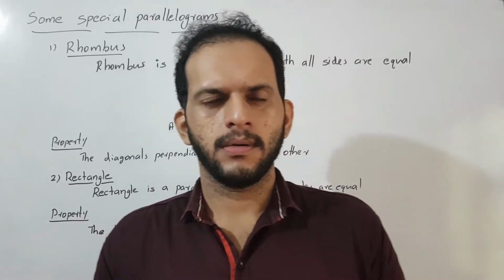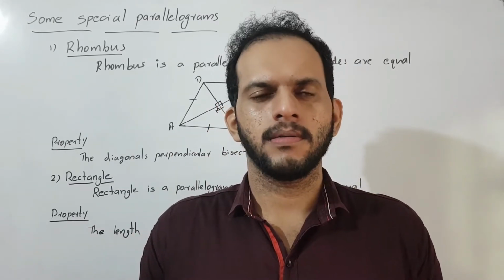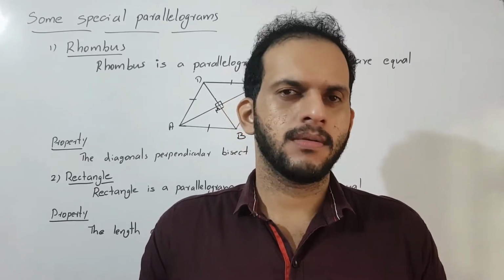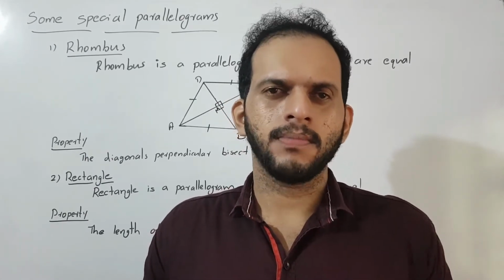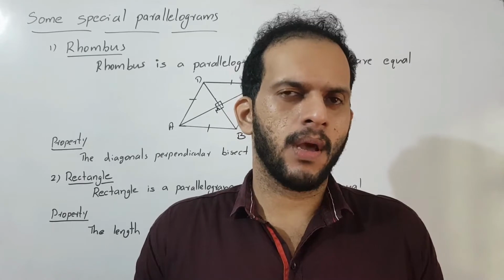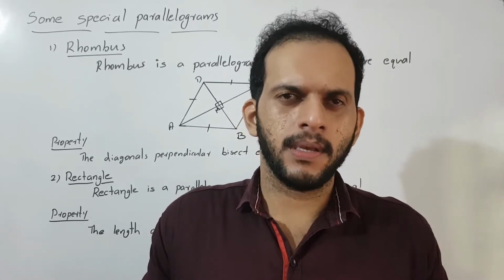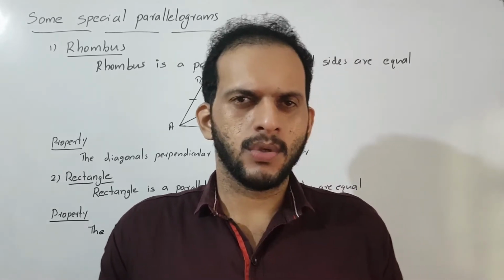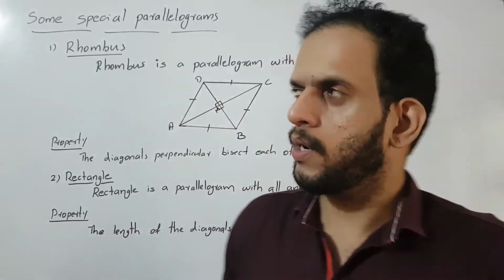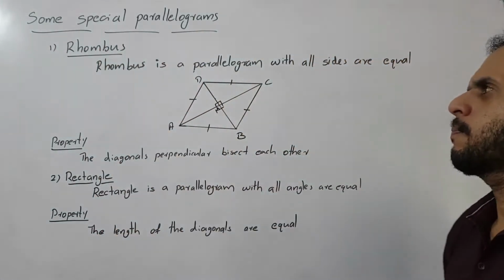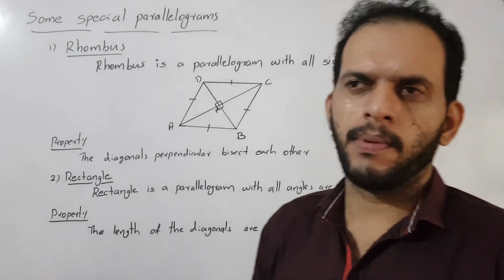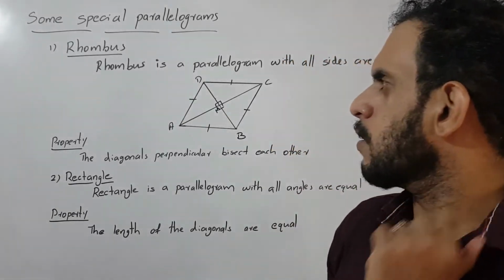We already learned the kinds of quadrilaterals. Then we discussed the parallelograms and the properties of parallelograms, and we applied the properties and did some work, correct? So we come to the last part of the chapter, that is some special parallelograms. The first one is rhombus.